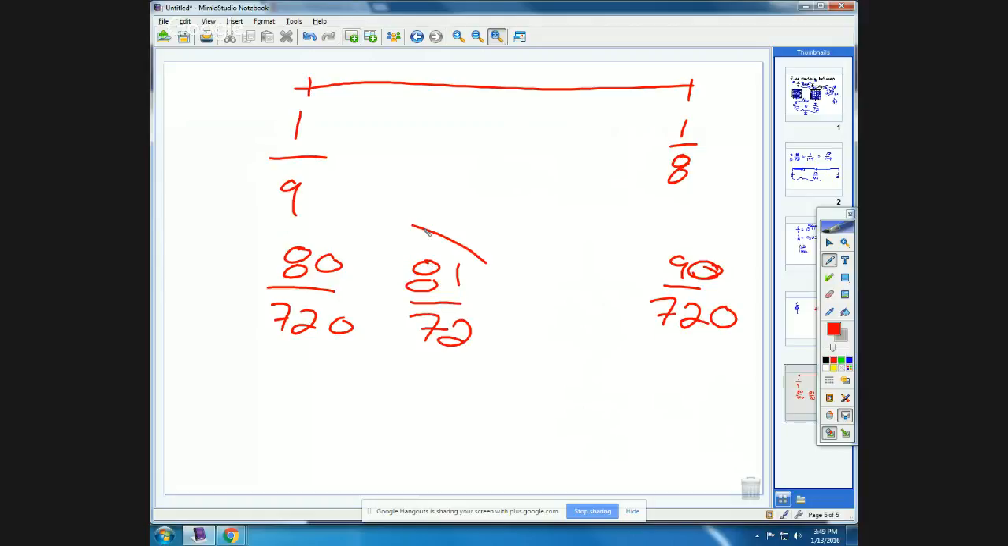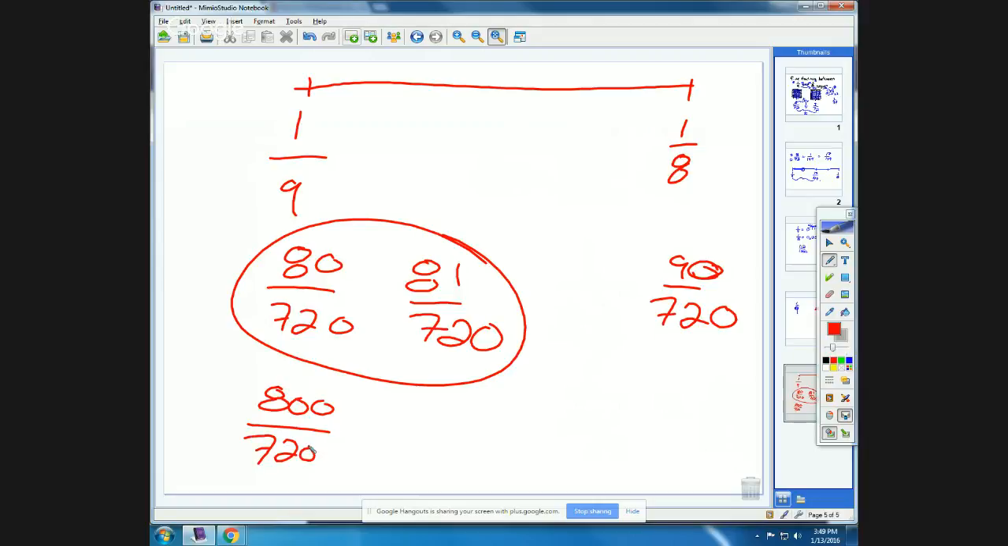Now suppose I asked you to find me a fraction between those two. You just throw another 0 on there. You could say this is 800 over 7200, and this one would be 810 over 7200, and now give me a number in between. 801, 805, there's a whole bunch you can pick from. Let's go with 803 over 7,200, just for fun.